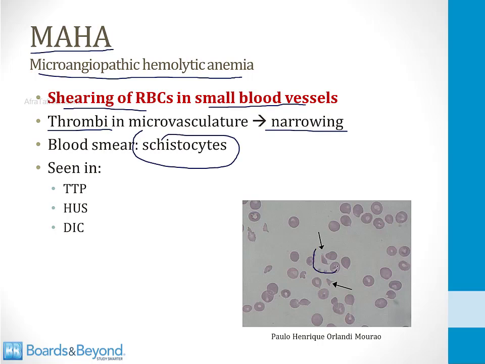These are pictures of schistocytes on the screen here. They look like fragments of red blood cells. And you can see microangiopathic hemolytic anemia in the disorders TTP, HUS, and DIC, all of which I talk about in the module on platelet bleeding disorders.